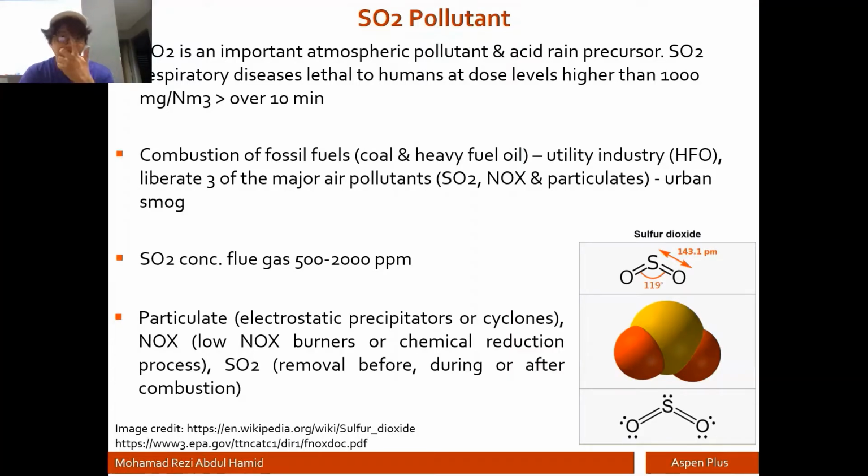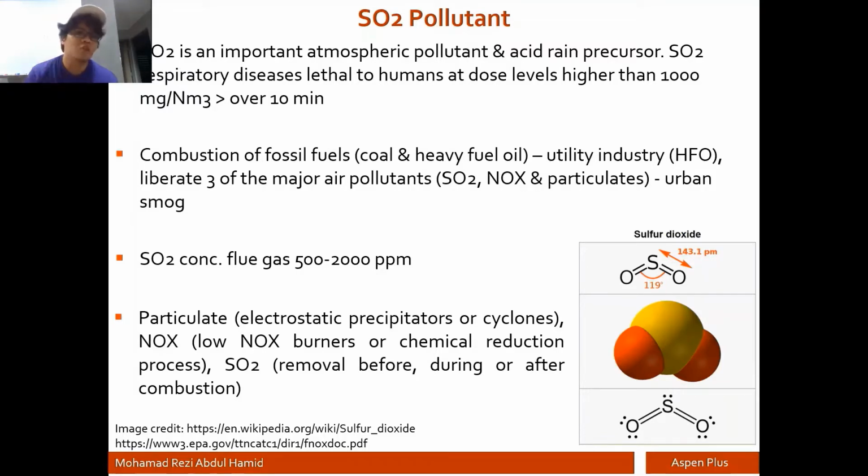Sulfur dioxide is produced during the combustion of fossil fuels, such as coal, heavy fuel oil, or light fuel oil in a power plant, in order to generate electricity for domestic as well as industrial users. We know that coal and fuel oil contain sulfur as part of their chemical makeup. I don't know the exact composition of the coal and fuel oil, but I know that they contain some percentage of elemental sulfur.